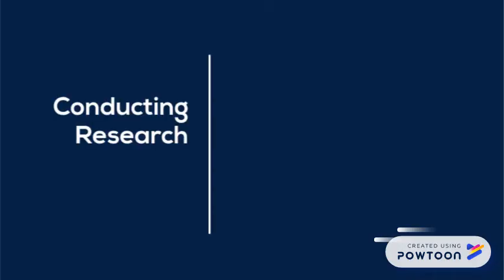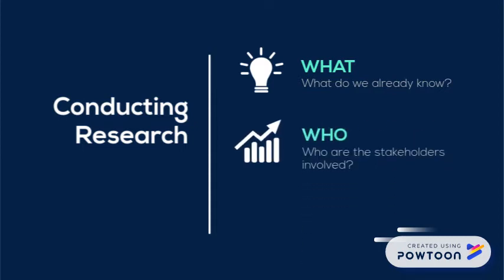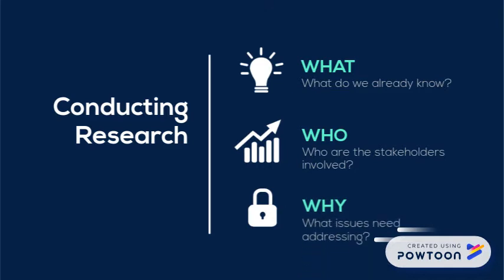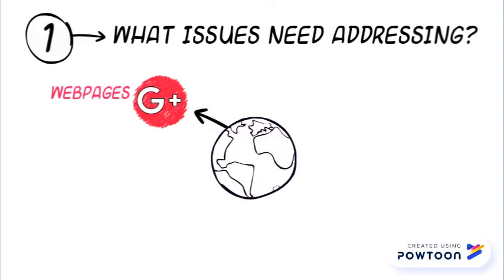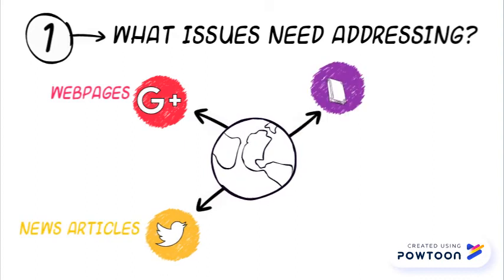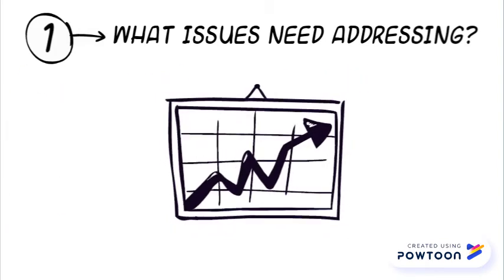When conducting research, students were considering, what do we already know? Who are the stakeholders involved in this theme, and how are they impacted? What issues need to be addressed, and why? Not only were students looking at web pages, news articles, and books, but also were tasked to find data that related to the issue they uncovered. Students had to generate a mathematical model to help predict what the issue could look like in 10 years.